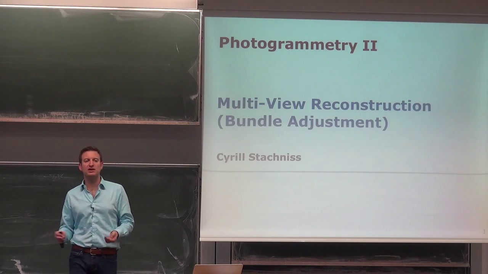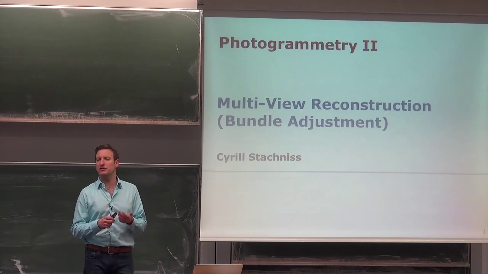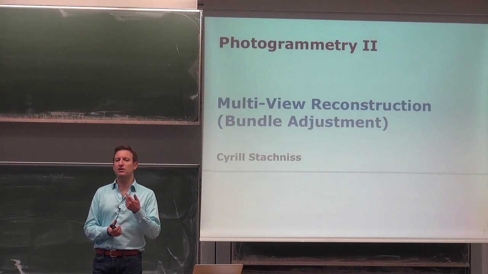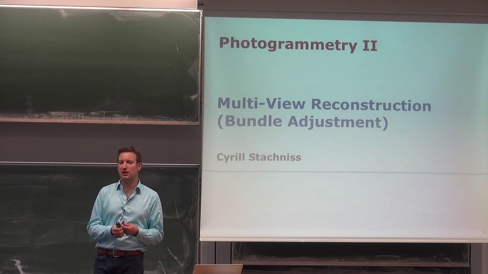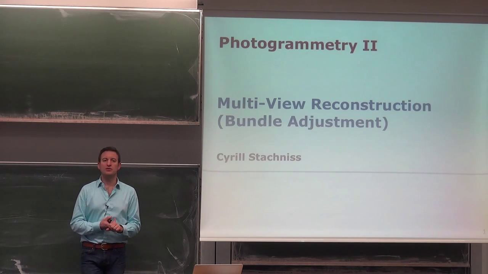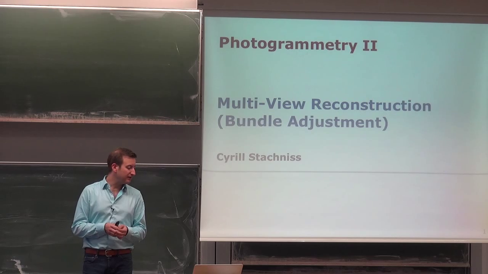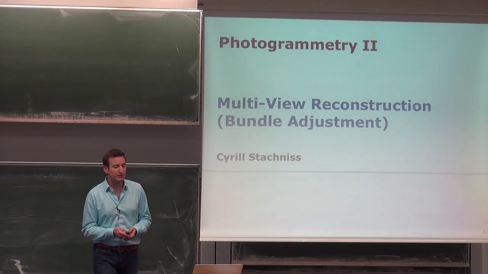So we have a potentially large set of images taken with one camera, or with multiple cameras, of the same scene. And what we want to do is estimate where the individual points in the world are, and from which locations these images have been taken. So we kind of solve all the problems that we addressed so far at the same point in time. And this is something which is called the bundle adjustment problem, or the bundle adjustment.